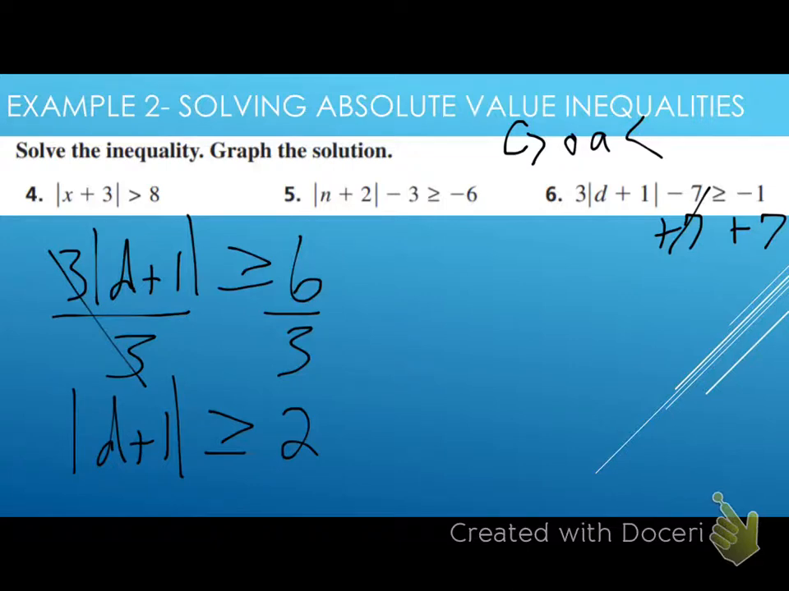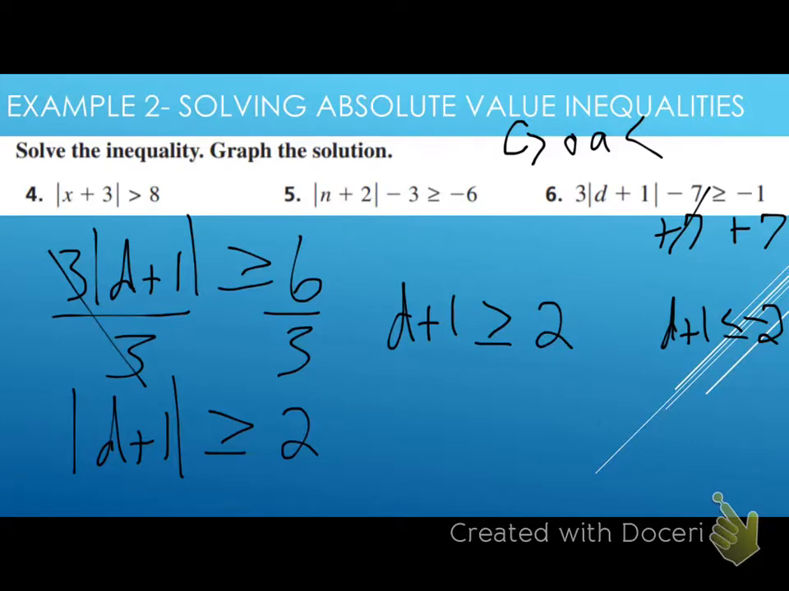Very good. Raise your hand if you can give me one of my inequalities. D plus 1 greater than or equal to 2. Very good. Just kept it the same. Drop the absolute value bars. Raise your hand if you can give me my other inequality. D plus 1 less than or equal to negative 2. Very good. I accounted for that negative value, and I flipped my inequality symbol.